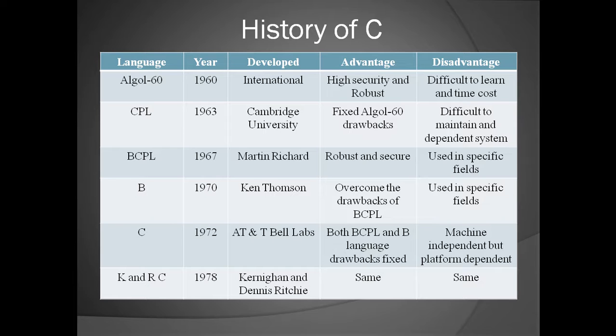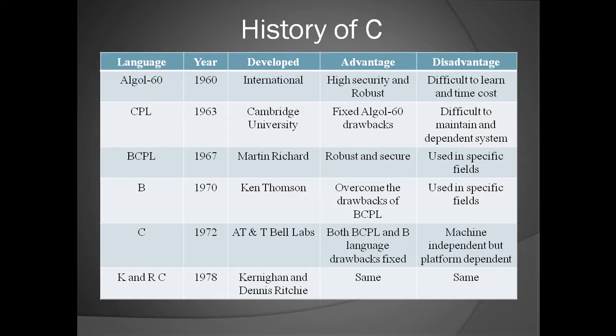Similarly, CPL, which stands for Combined Programming Language, in 1963, as well as Basic Combined Programming Language, BCPL, developed by Martin Richards. All these languages are important, but they were not able to cover the basic functionality and features, and they are not user friendly. These languages were specific to an organization and could not communicate with the outside world.